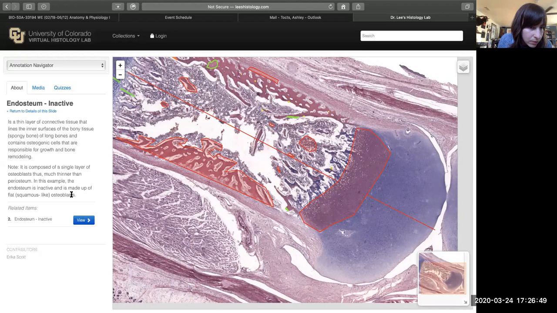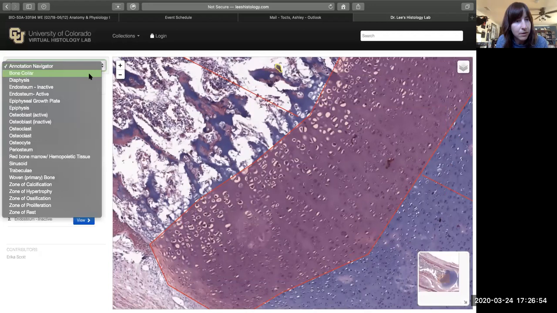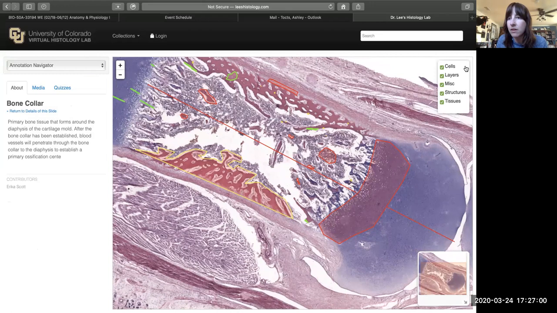That's telling you about this layer, but I don't care about that. I don't care about that either. Can we not have the structures? Excellent. Okay.